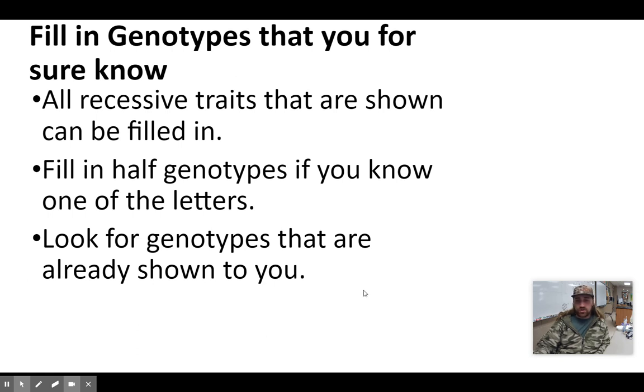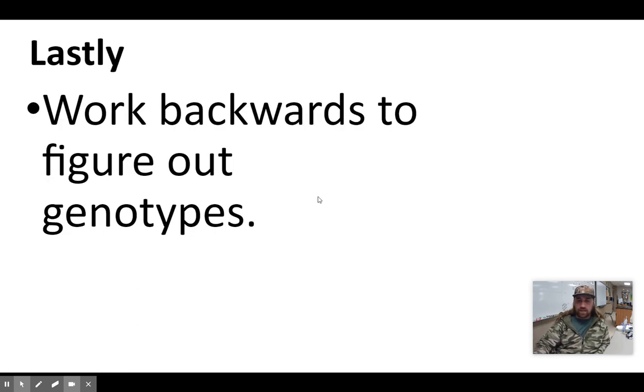Look for genotypes that are already shown to you. So a lot of times, guys, in your examples, they will show you at least one of the genotypes in the Punnett square. And then lastly, work backwards to figure out your genotypes. Okay. I know this won't make a bunch of sense yet, but work backwards. Start from the bottom and work your way back up. Okay. Do your best to explain it and to decipher it and to break it down.